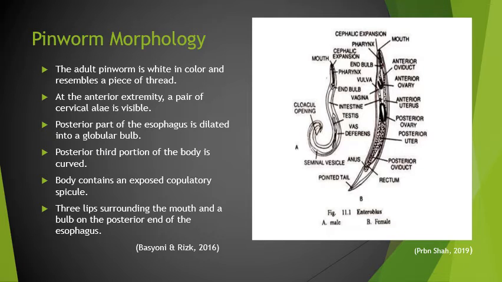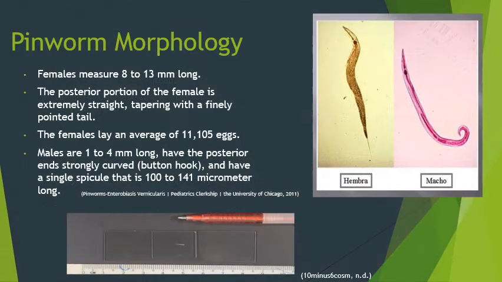Each of the 2 uteri can lay 1,000 eggs in women. Only the females have uteri. Females measure from 8 to 13 millimeters long. The posterior portion of the female is extremely straight, tapering to a finely pointed tail. The females lay an average of 11,105 eggs per lifetime.